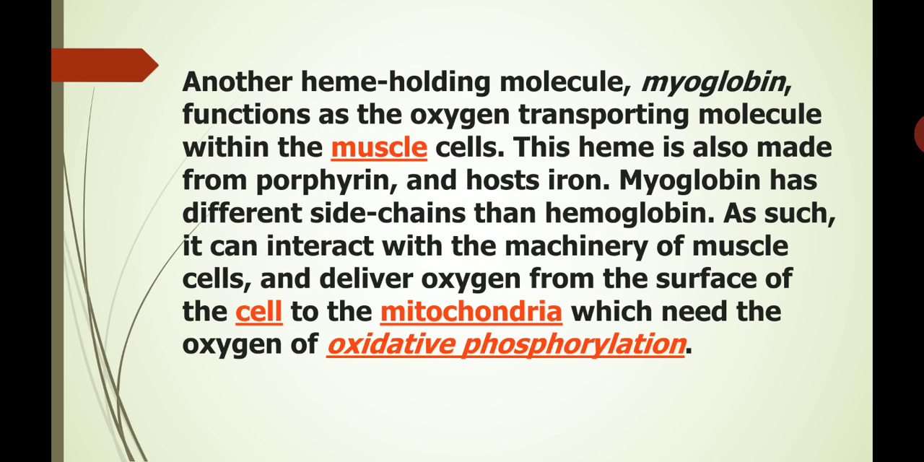Another heme holding molecule is myoglobin. It functions as the oxygen transporting molecule within the muscle cells. This heme is also made from porphyrin and hosts iron. Myoglobin has different side chains than hemoglobin. As such, it can interact with the machinery of muscle cells and deliver oxygen to the surface of the cell, to the mitochondria, which need the oxygen for oxidative phosphorylation.